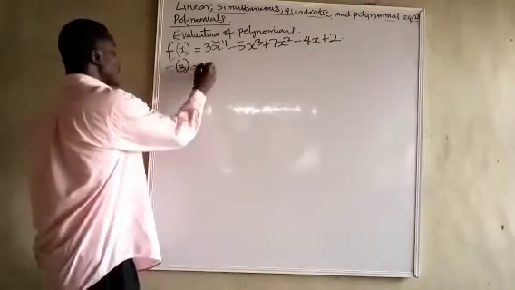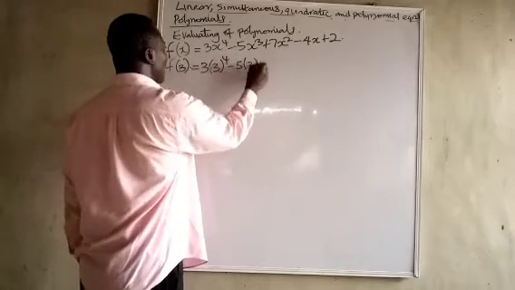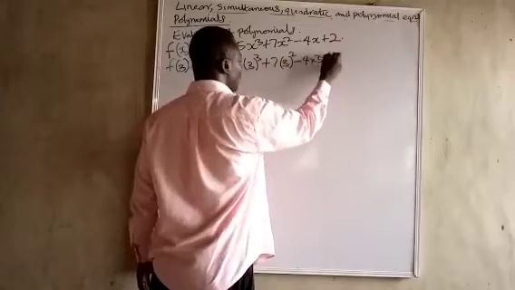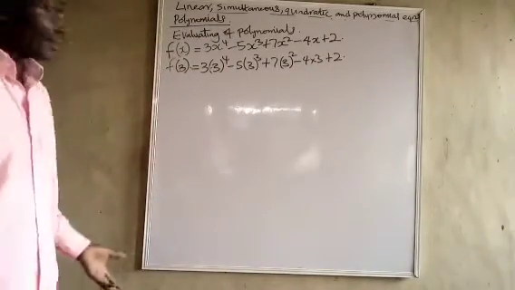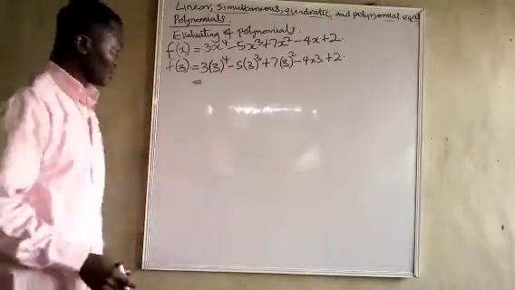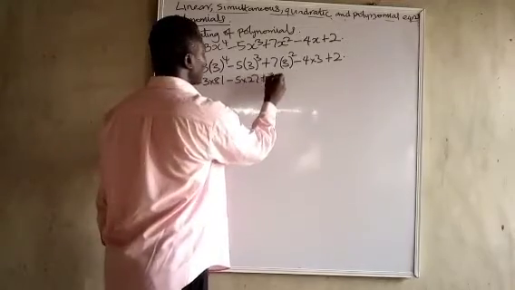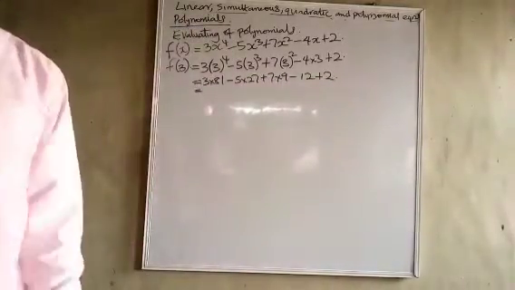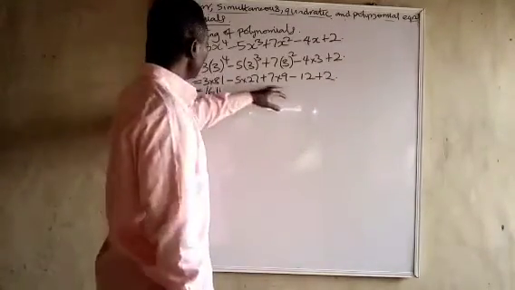So f(3) will now be 3 into 3 raised to the power 4, minus 5 into 3 raised to the power 3, plus 7 into 3 raised to the power 2, minus 4 times 3, plus 2. So it can be positive, it can be negative, it can be minus 1, it can be 0, it can be anything, and it can be positive, like we are doing now. So once you see that straight, this is what we do. We are going to have 3 times 81 minus 5 times 27 plus 7 times 9 minus 12 plus 2. So this is f(3) now.